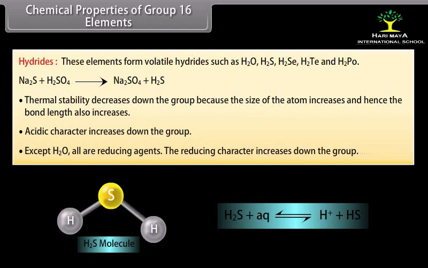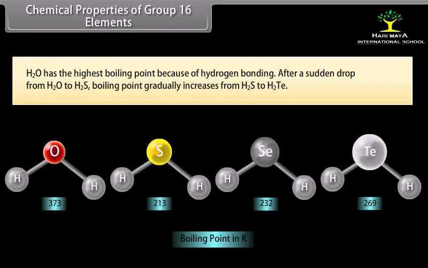The reducing character increases down the group. H2O has the highest boiling point because of hydrogen bonding. After a sudden drop from H2O to H2S, the boiling point gradually increases from H2S to H2Te because of increase of molecular mass and hence van der Waals forces.